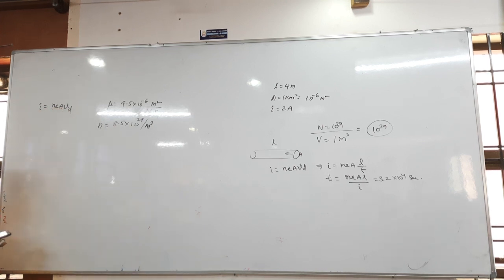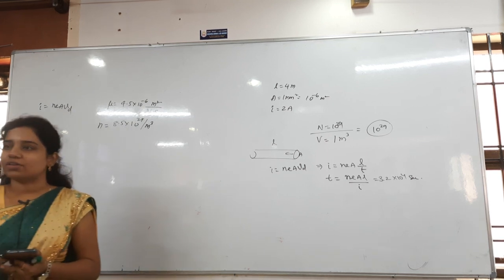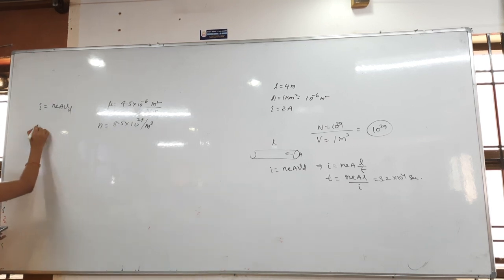I = nEAVd. Here n is given, the electron charge value we know, and the area is given, but Vd we don't know. We have to find out the Vd. They have given the mobility, so the mobility formula is: mobility is equals to Vd by E.